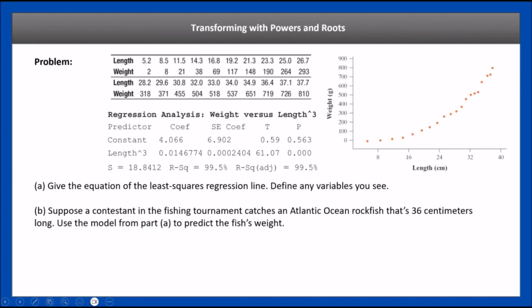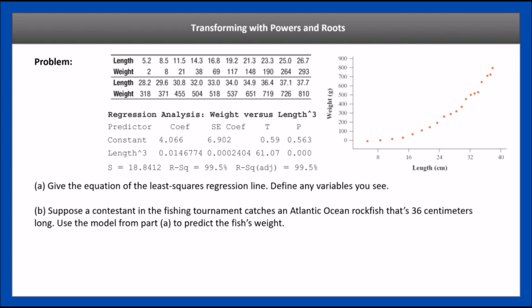Summarizing what we just had, with the data in the scatter plot, in part A we want the equation of the least squares regression line, and to define any variables that you see. Then part B: suppose a contestant in the tournament catches a rockfish that's 36 centimeters long. Use the model from part A to predict the fish's weight. Let's look at the first part: find the least squares regression line.